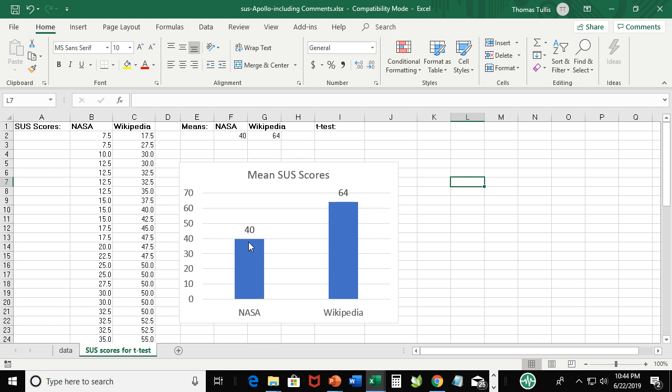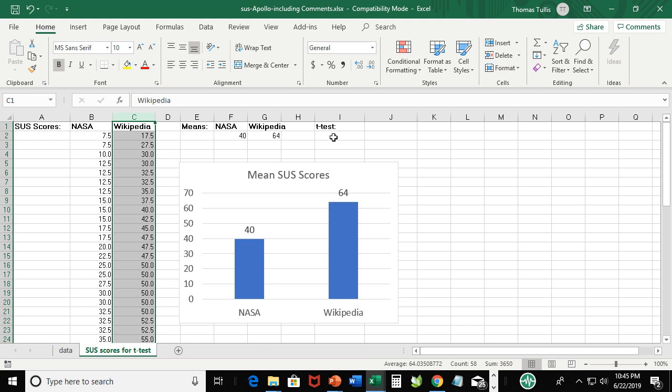Now, if I had created confidence intervals or error bars here, I would be able to see that, in fact, they don't overlap, and so these are significantly different from each other. But let's do a t-test just to prove that. Now, important thing to understand is that this was what's called a between subjects design. So the people who used the NASA site only used the NASA site. People who used Wikipedia only used Wikipedia. So this first column of numbers is from one batch of people, and this column of numbers for Wikipedia is from a different batch of people.